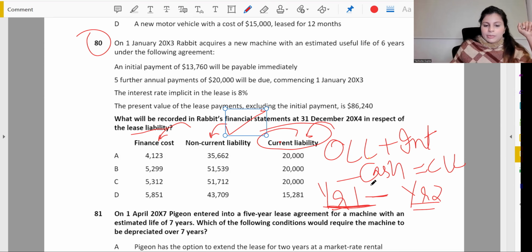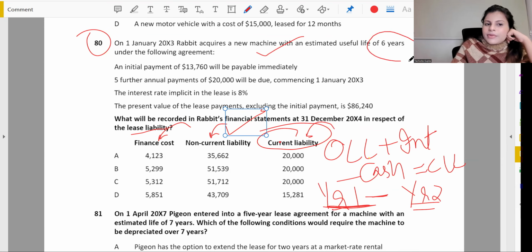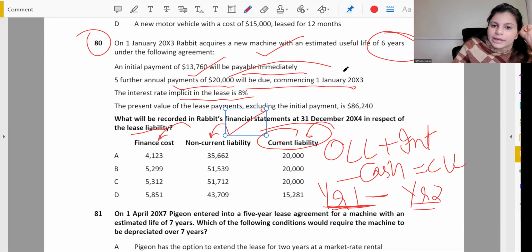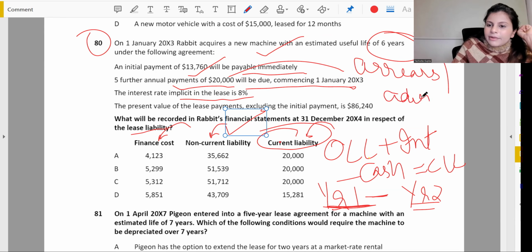So let's see what would be our answer over here. They're saying on 1st January, Rabbit acquired a new machine with a useful life of 6 years. The initial payment is payable immediately. 5 further annual payments of 20,000 will be due commencing 1st January. The interest rate implicit is 8%. So am I making the payment in arrears or in advance?